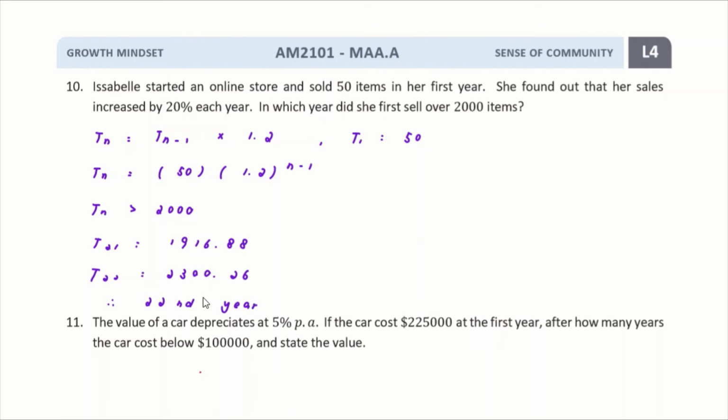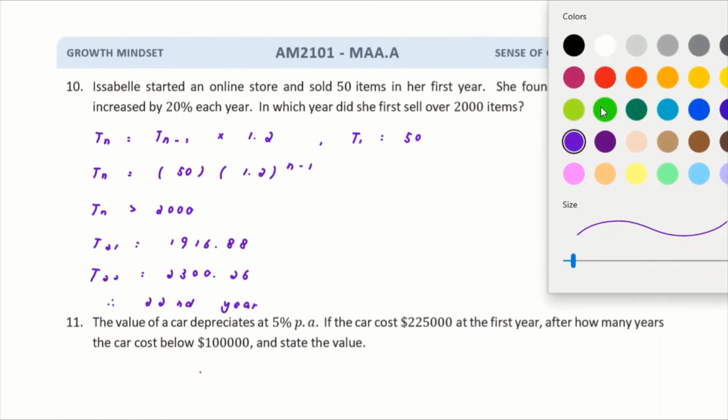Okay, make sure it's in the 22nd year. If let's say you try to write down after 22 years, that's wrong. Because if you write that after 22 years, it means the 23rd year. So it's not correct in the context here. Which means it's in the 22nd year.